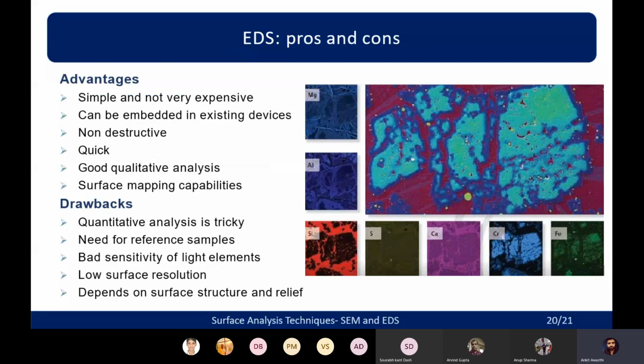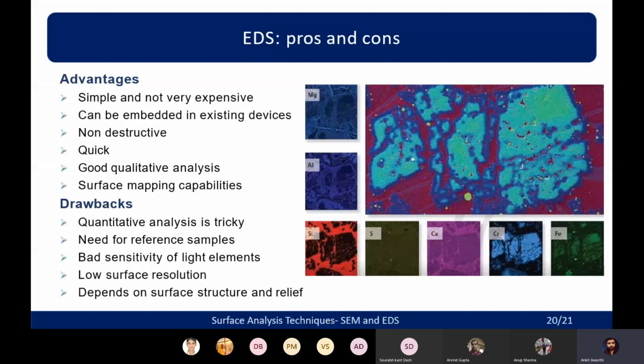This is a very simple and not very expensive tool to get an idea about the composition, as compared to other tools like XPS, which is very common but very costly. The major advantage is that it can be embedded with any existing system. You can use it with a TEM, SEM, ESEM or FEGSEM, or with another analysis, AES, Auger Electron Spectroscopy.